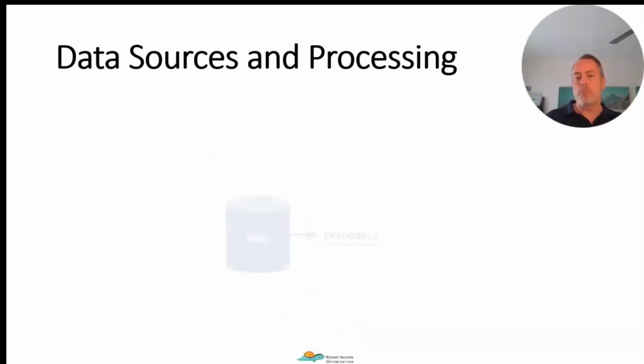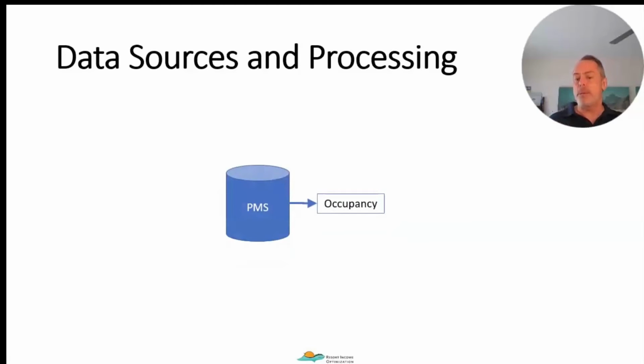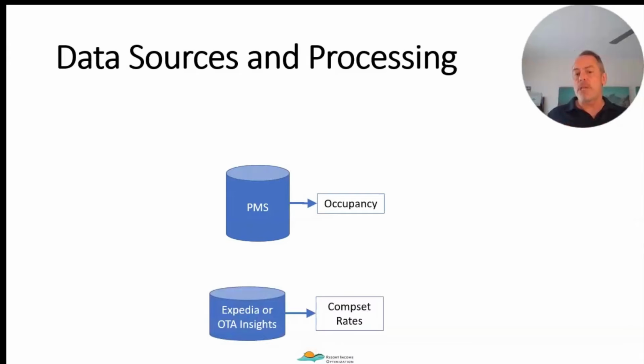So data sources and processing. It all starts with the PMS, right? This is where you get your occupancy. You can also automate this report in a lot of ways, or it can connect to a revenue management system directly. But the occupancy comes out of the PMS. The compset rates come out of Expedia, which has this for free. And then there are companies like OTA Insights, which is now called Lighthouse. They have additional details, and it can be very useful as well, but that does cost some money.